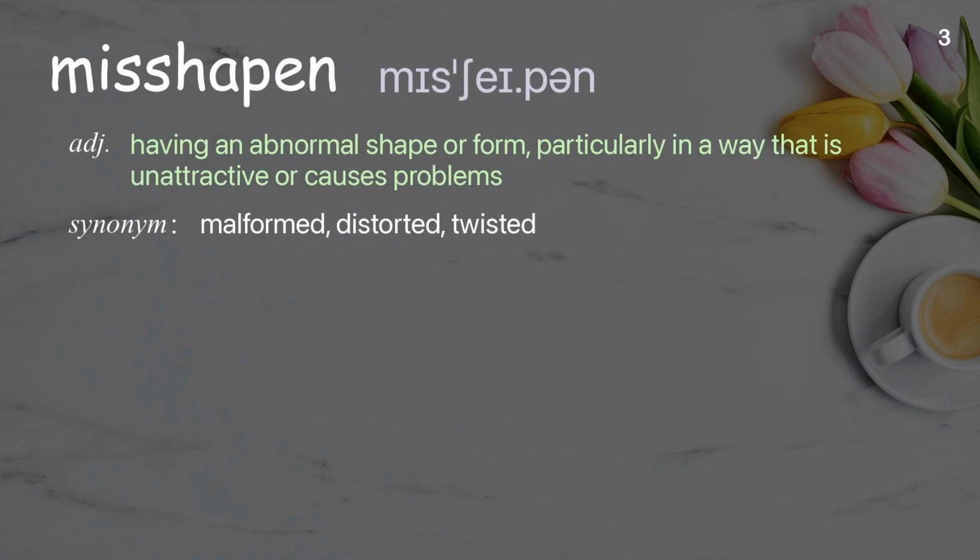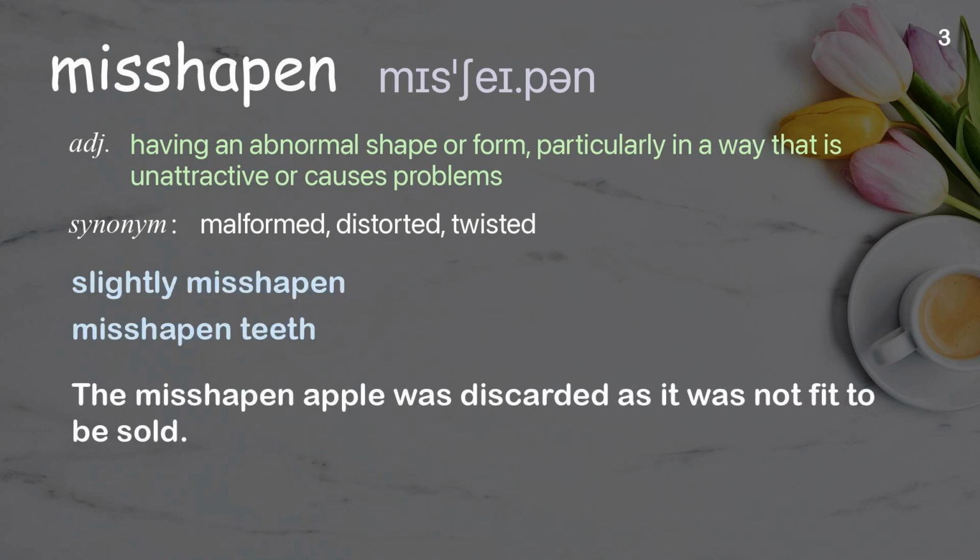Misshapen. Having an abnormal shape or form, particularly in a way that is unattractive or causes problems. Examples: Slightly misshapen. Misshapen teeth. The misshapen apple was discarded as it was not fit to be sold.